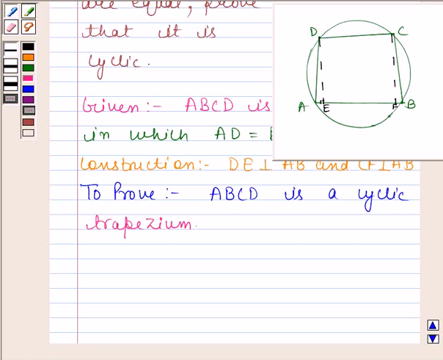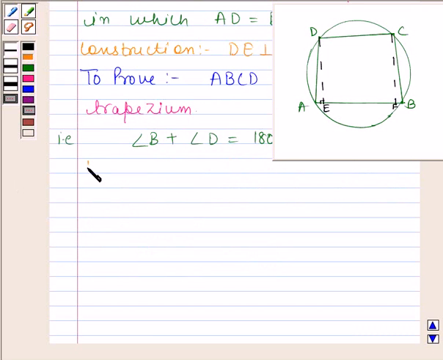By theorem 10.12, we know that if the sum of a pair of opposite angles of a quadrilateral is 180 degrees, then the quadrilateral is cyclic. So in order to prove that ABCD is a cyclic trapezium, it is sufficient to show that angle B plus angle D is equal to 180 degrees. Let's now begin with the proof.